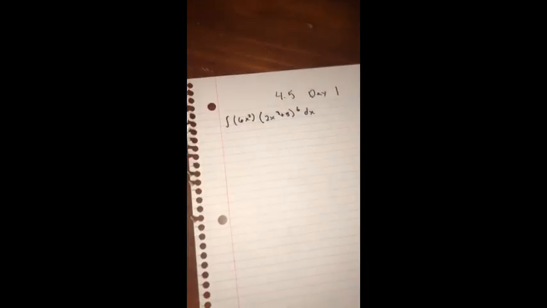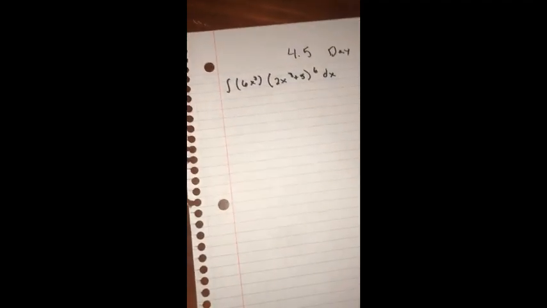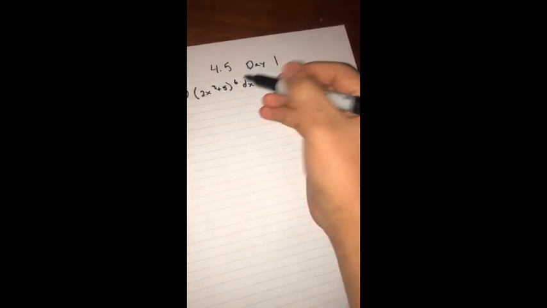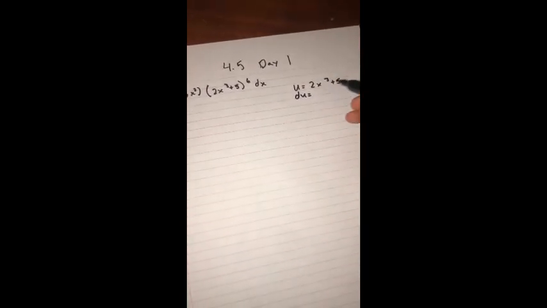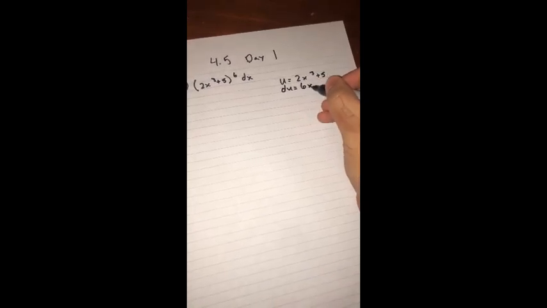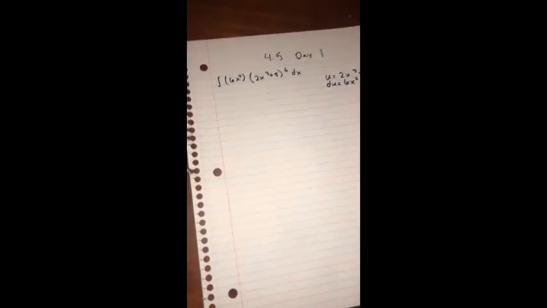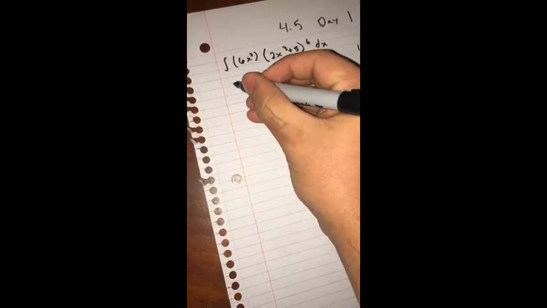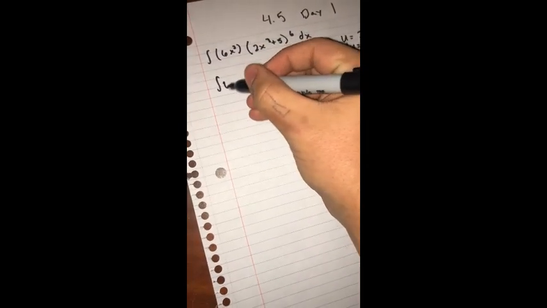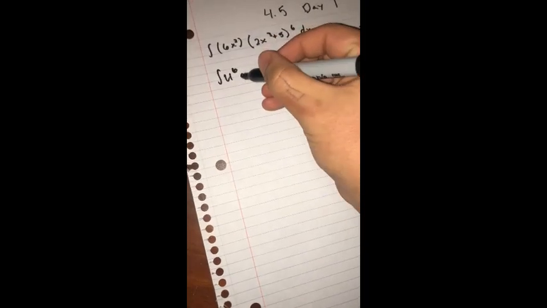So this is 4.5, day 1, and how to solve an integral using u substitution. If we're going to solve this one, the first thing we have to do is find the u, which in this problem would equal 2x cubed plus 5, because it's to the 6th power. To find du, we take the derivative of this function, which would be 6x squared dx. Since 6x squared is already in the original function, we can just plug it back in. So after substitution, the integral would look like u to the 6th power du.